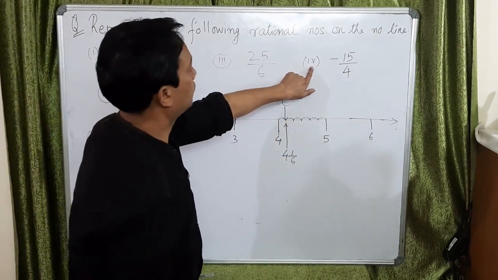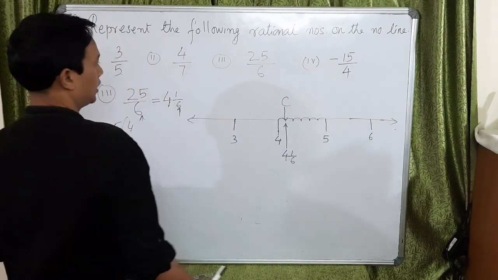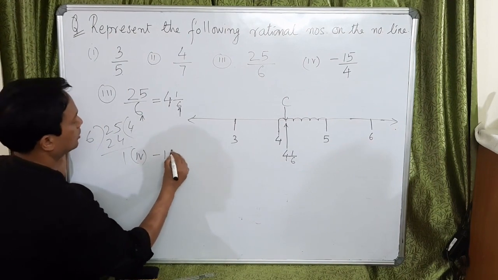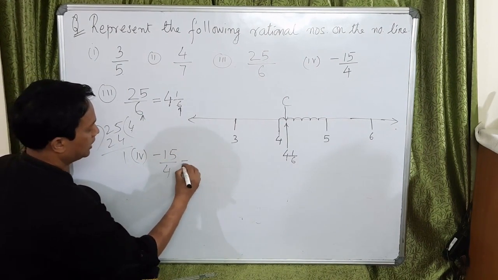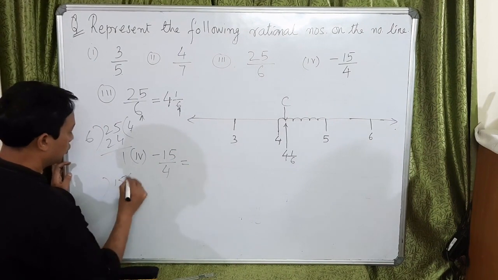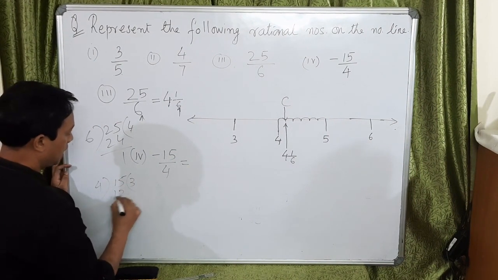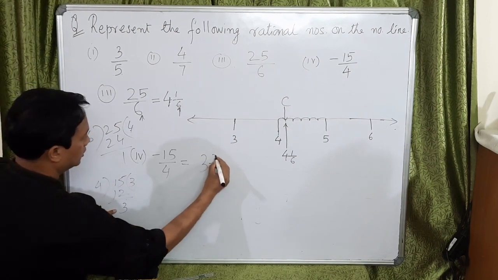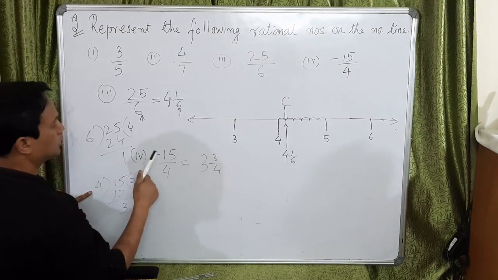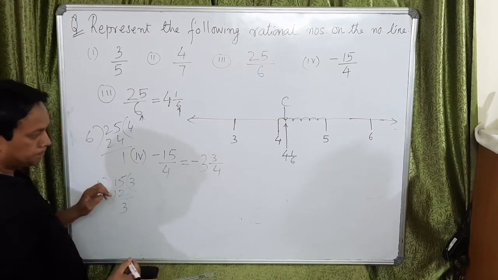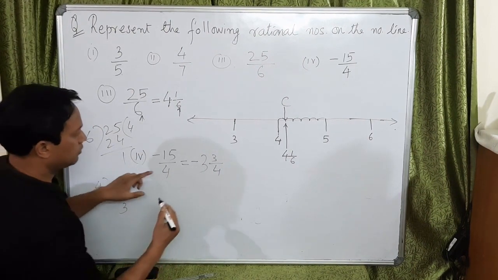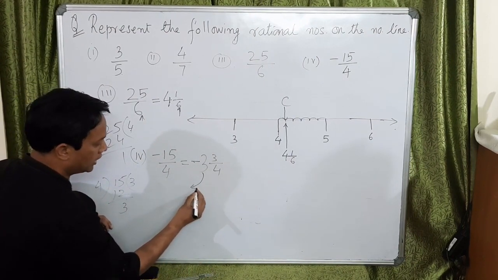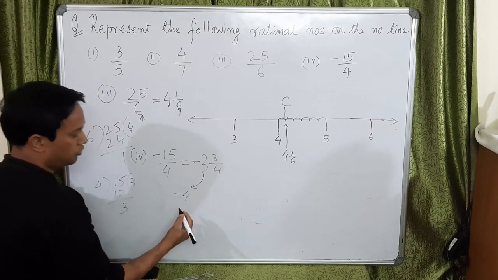Now similarly, a negative number. So negative will come to the left side. Let's take this number minus 15 by 4. If we divide this, 15 by 4, 4 into 3 is 12, remainder will be 3. So this is going to become 3, 3 by 4. Since it is minus, we'll put a minus sign. Now how do we represent this minus number? This number is minus 3, and since it is negative, the next number after minus 3 will be minus 4 on the left hand side.